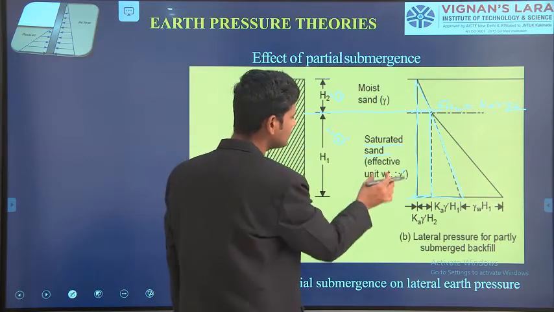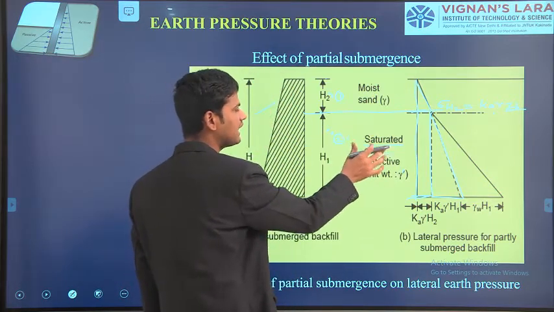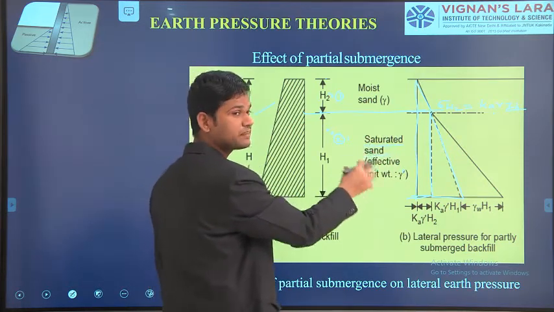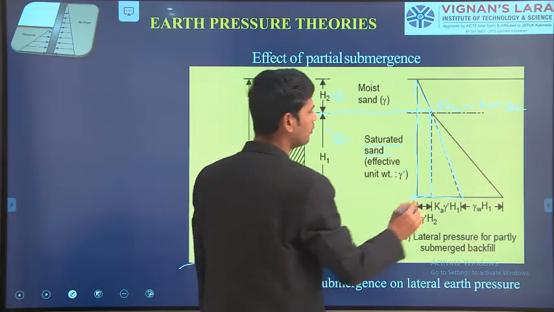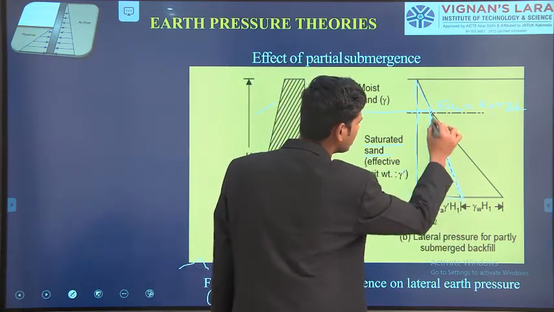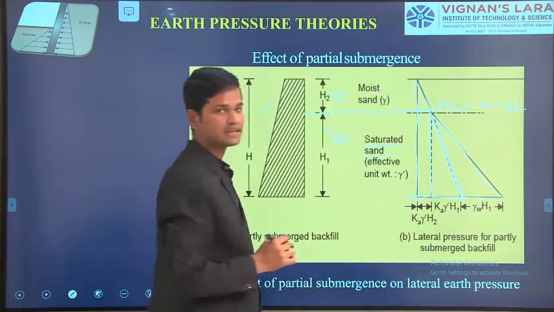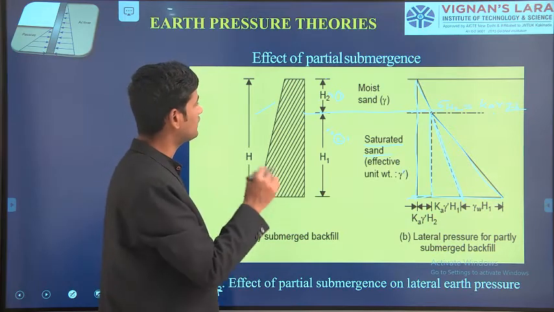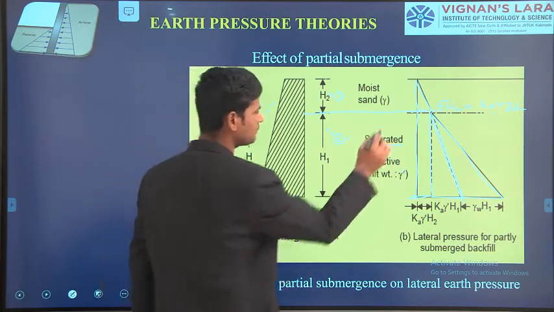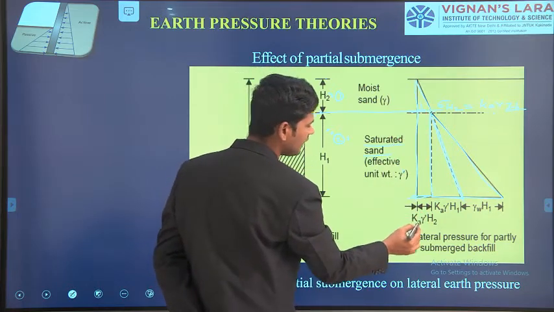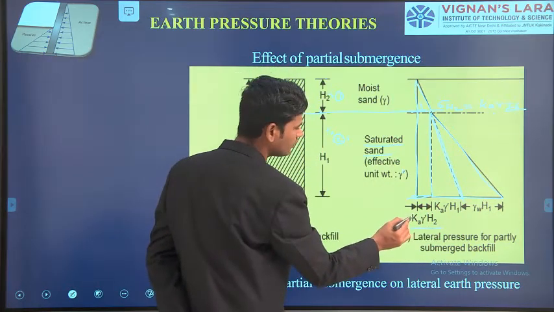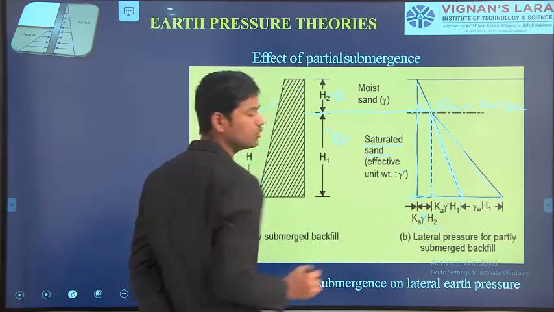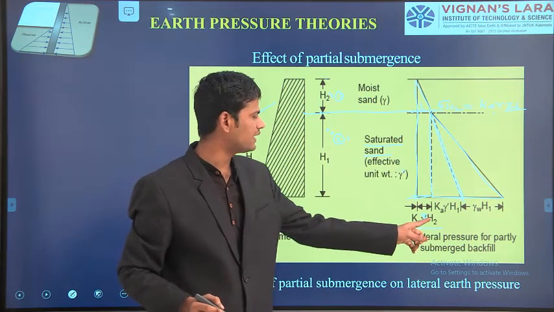Again, if you see here in this second strata, what condition is the soil in? It is in a saturation condition, submerged condition. That means there is a water table also present. Hence, there is water pressure also acting in this direction. This is the condition for the effect of partial submergence. That means for the first two strata we have the horizontal pressure of Ka into gamma into H2, where gamma is the unit weight of the soil mass.